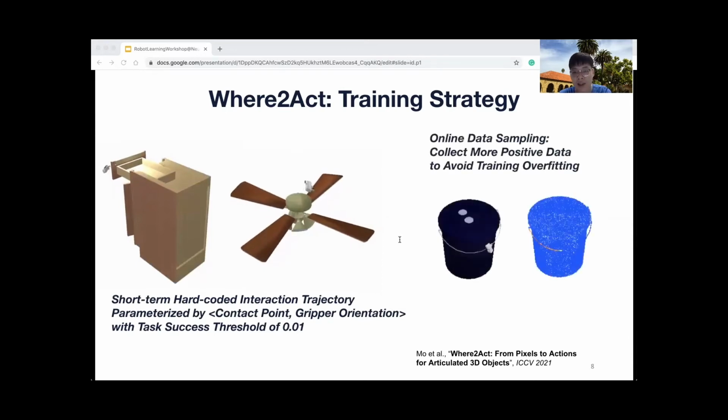Random data collection usually produces very few positive data, which causes severe overfitting during training. We thus propose an online data sampling strategy to address this, which essentially tries to collect more positive data by querying likely successful pixels predicted by the training networks.